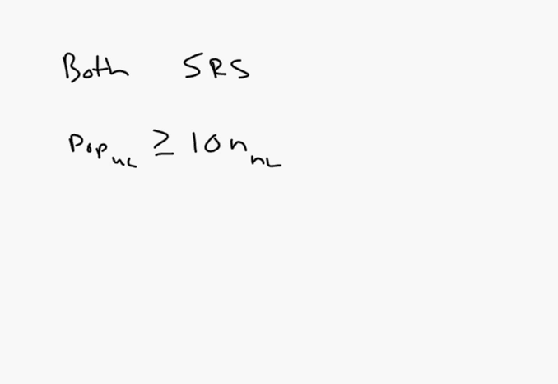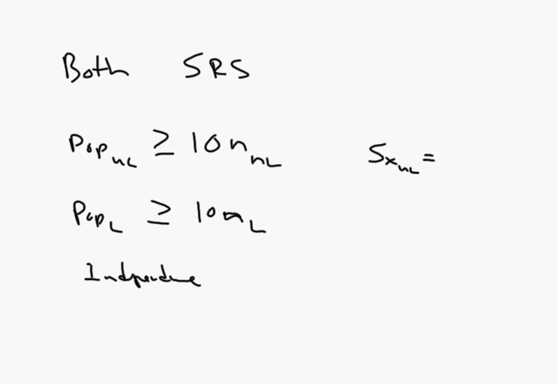And then also the population of logged land plots is greater than 10 times the sample. This is the test for independence. It's worth making a note here that S sub x bar of unlogged would equal S sub x unlogged over the square root of the number of unlogged plots. And then similarly, S sub x bar of the logged plots would be this expression.